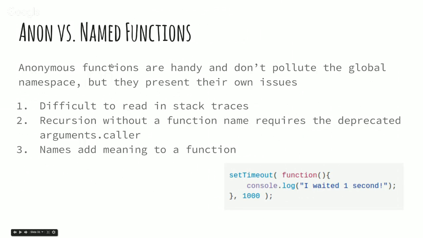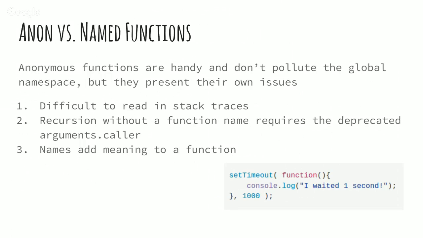Okay. So anonymous functions are cool because they don't load up your global namespace, but they have their own issues. They can be difficult to read in stack traces because they don't have a name, so it's probably going to give you that kind of garbled function identifier thing. And JavaScript error messages are so helpful already.